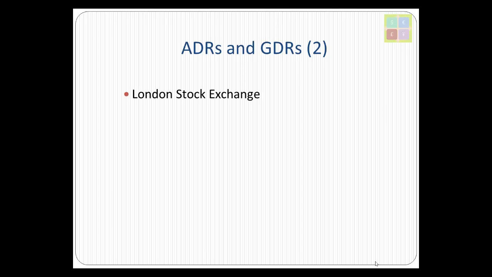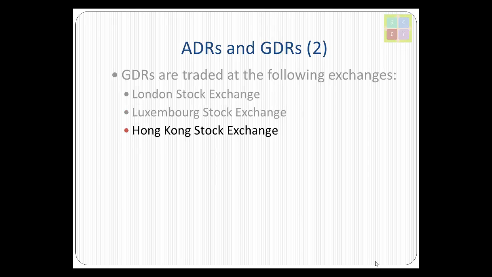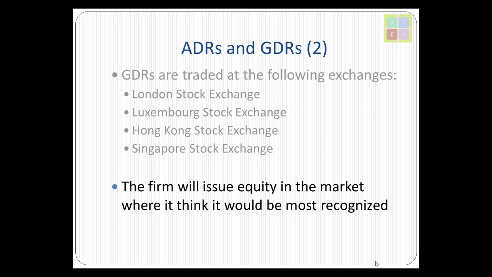GDRs are traded primarily at the following exchanges: London Stock Exchange, Luxembourg Stock Exchange, Hong Kong Stock Exchange, and Singapore Stock Exchange. The firm decides whether to issue ADRs or GDRs and what country to issue GDRs in. The firm will go where it is likely to be recognized the most.